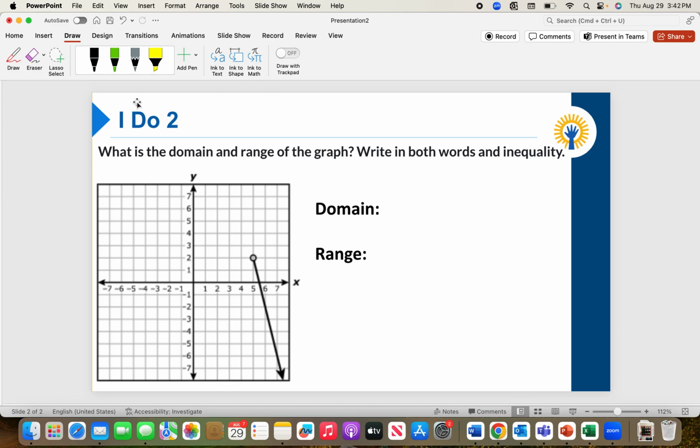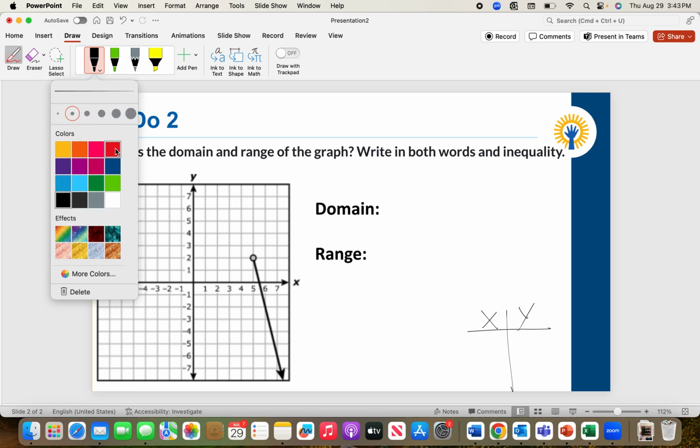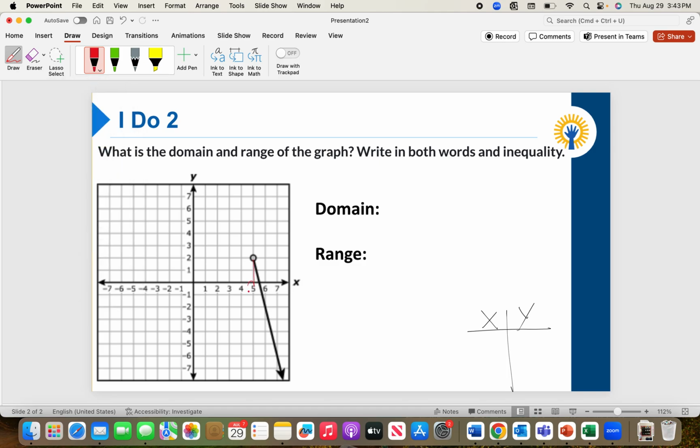Same exact strategy. Start off with the table. Now that I have my table and my 1 point, I'm going to go ahead and mark my domain, which is at +5, and mark my range, which is at +2. Immediately from here, I already know I need to write down my x, my y, my 5, and my 2, before I do any inequalities.